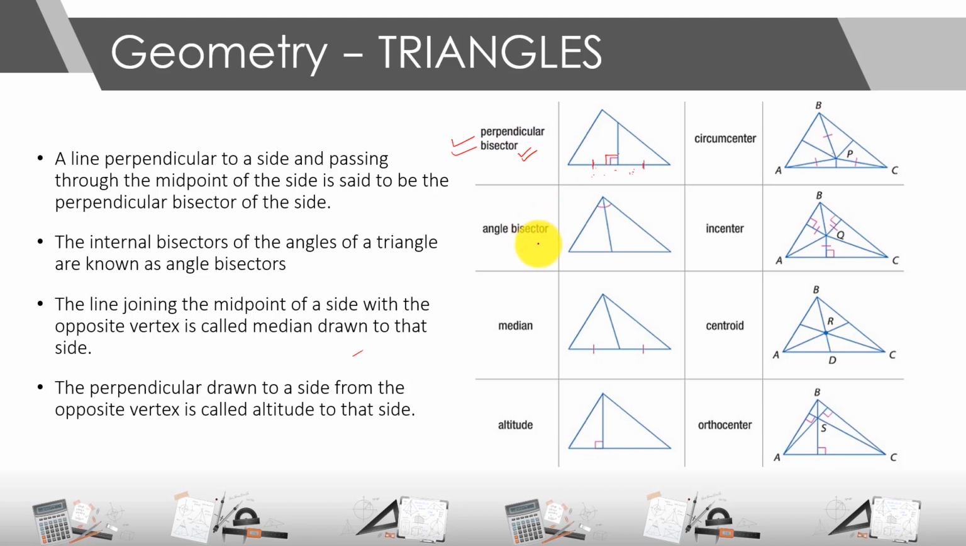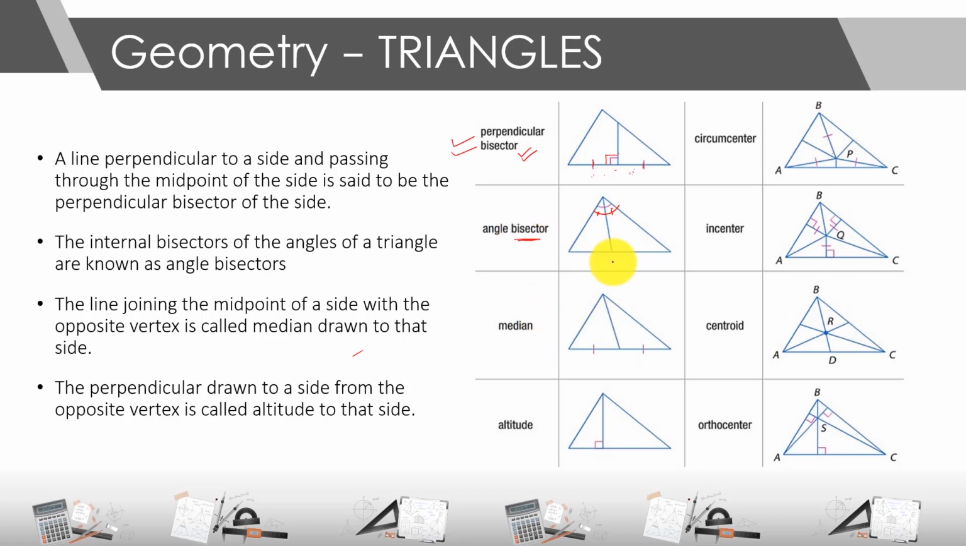Another type of line that can be drawn in a triangle is an angle bisector. So this was the whole angle, and we have drawn a line which is dividing this angle into two equal parts. So this is an angle bisector line.